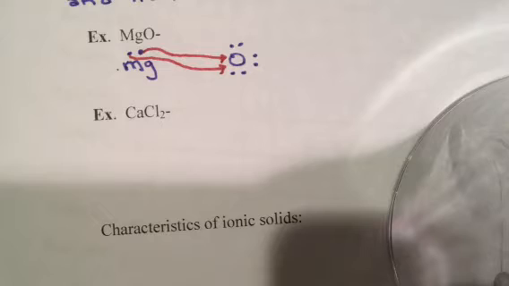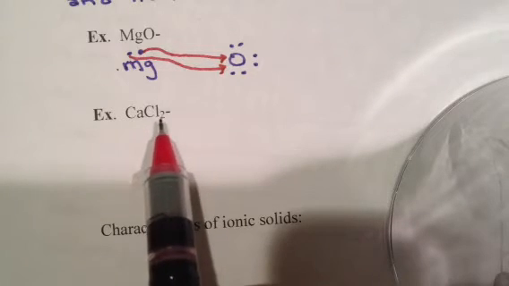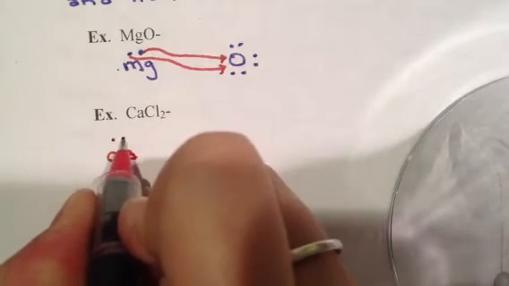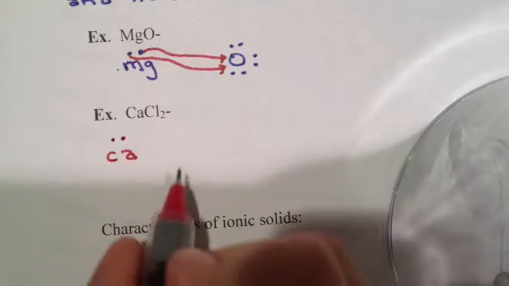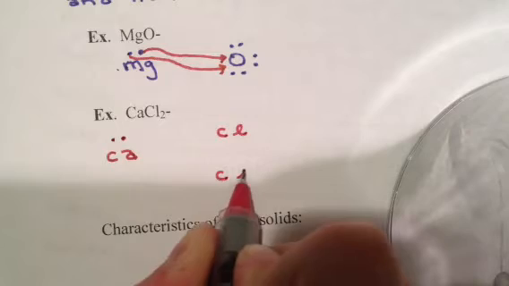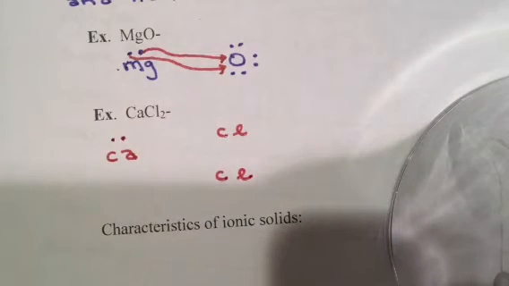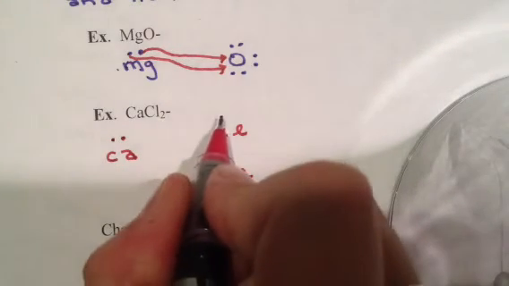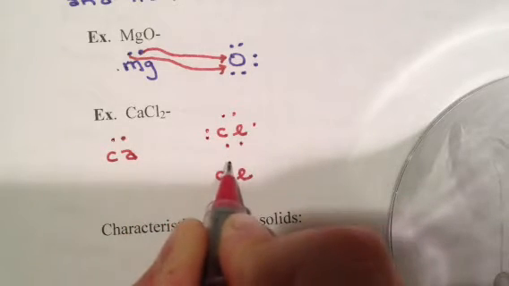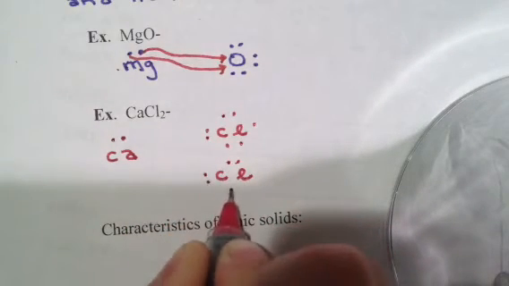Okay, we've got calcium chloride. Now we've got 2 chlorides, so if we write it out properly, we've got calcium, and calcium has 2 valence electrons. And we've got chloride, Cl. We've got 2 different chlorides, so I'm going to draw 2 chlorides right there. And chloride has 7 valence electrons. 1, 2, 3, 4, 5, 6, 7. 1, 2, 3, 4, 5, 6, 7.